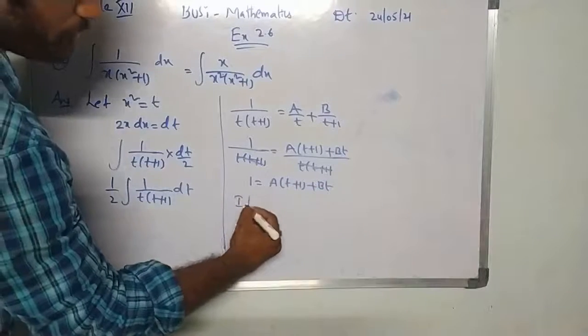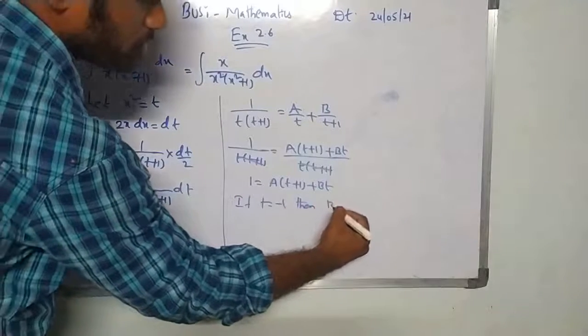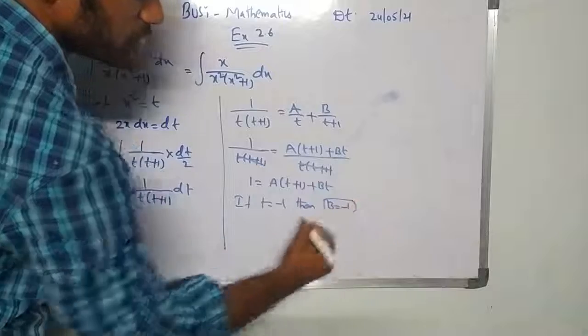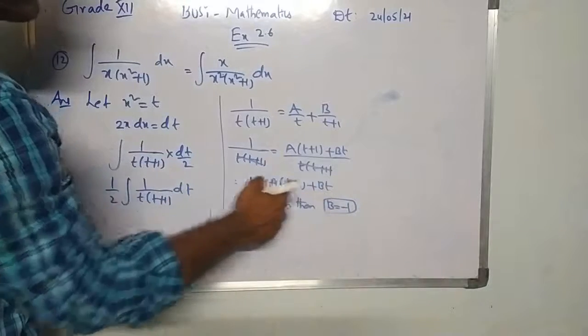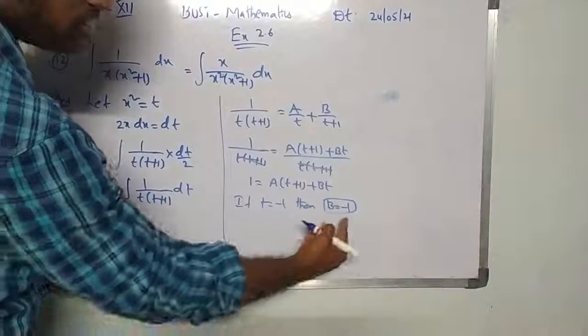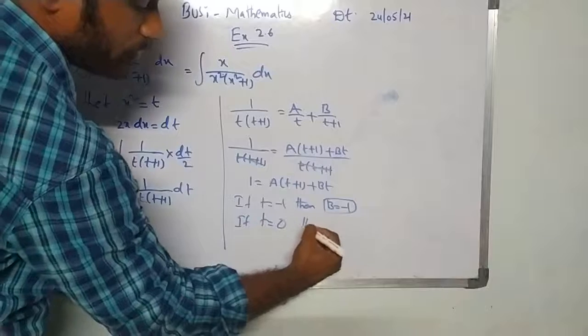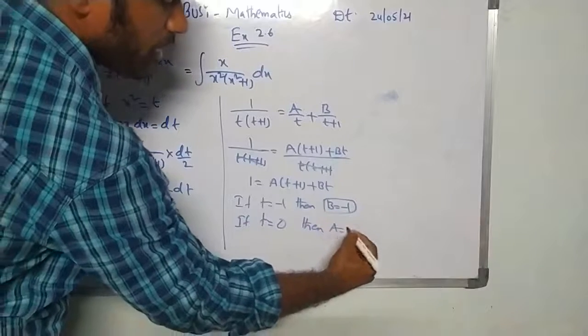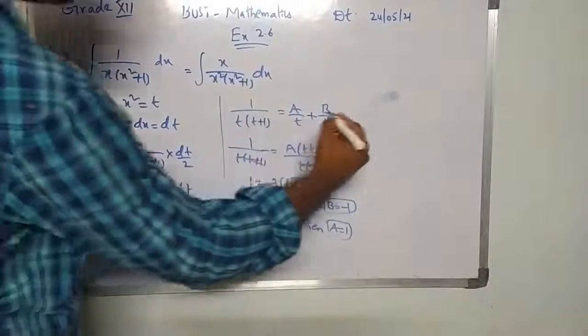If t is minus 1, then the B value is also minus 1, because 1 divided by minus 1 is minus 1. If t is 0, then A is 1. So I got the values. Let me substitute these in the partial fractions.